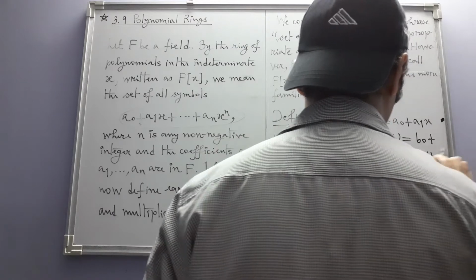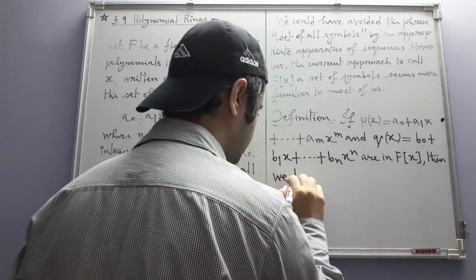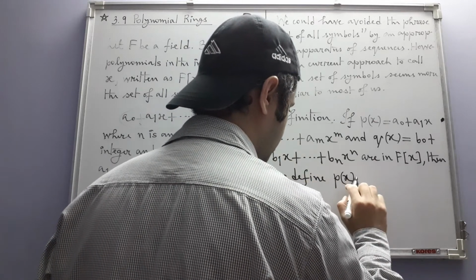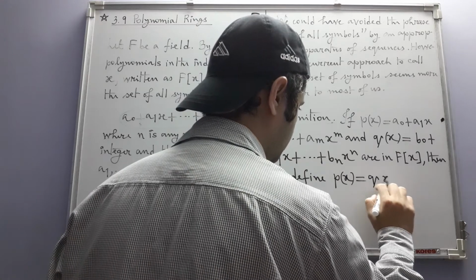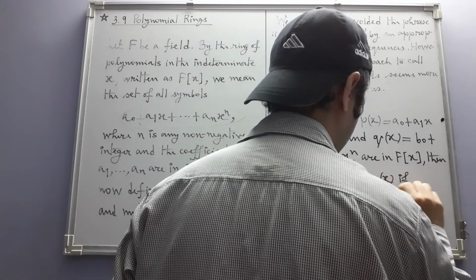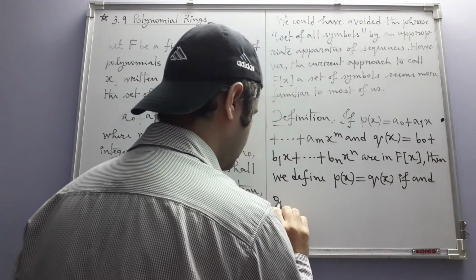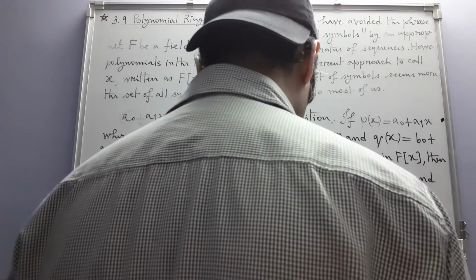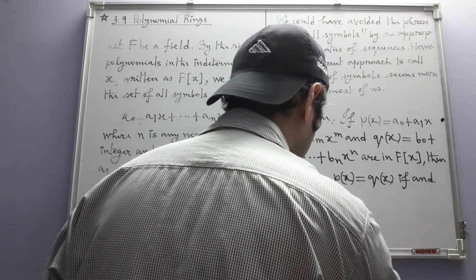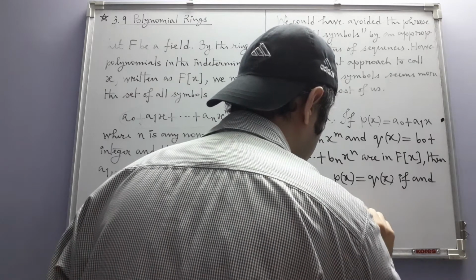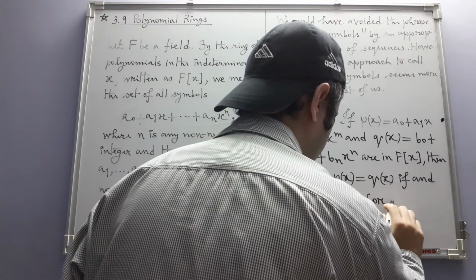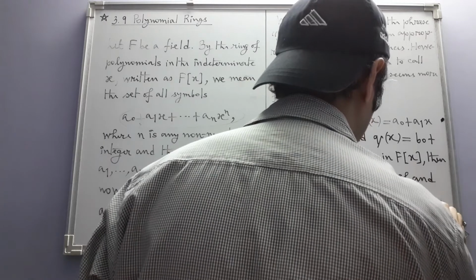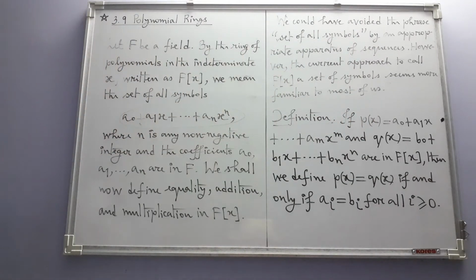Then we define p(x) to be equal to q(x) if and only if the corresponding coefficients are equal, that is ai is equal to bi for all i greater than or equal to 0, that is for all non-negative integers i.